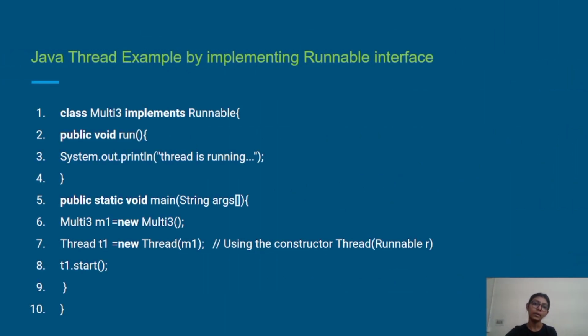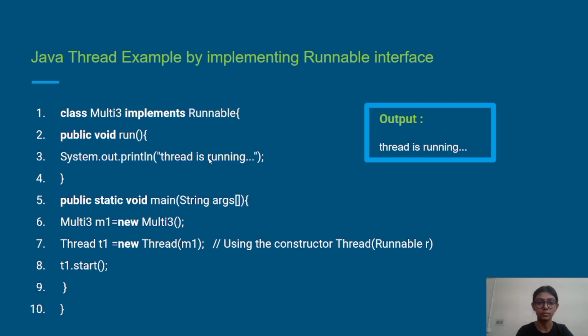And here is the example of implementing the Runnable interface. In this example, we create a thread by implementing the Runnable interface. Any class whose instances are intended to be executed by a thread should implement the Runnable interface. The Runnable interface has only one method, which is called run. And here is the output of the program.